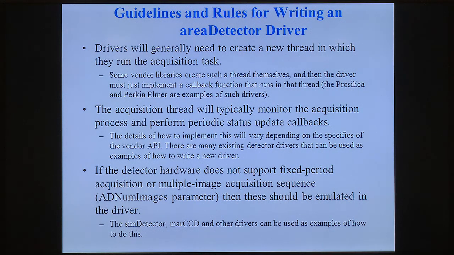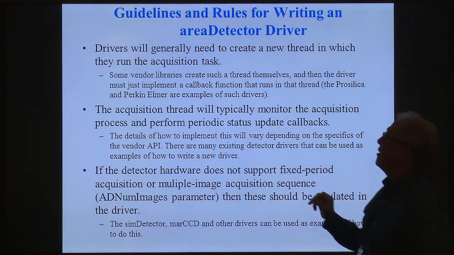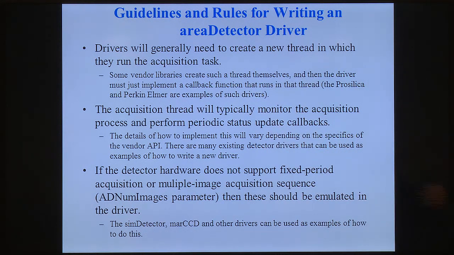A lot of times drivers are going to need to create a new thread in which they run the acquisition task. Sometimes you don't need to do that because sometimes the vendor library itself creates a thread that's doing the acquisition and you just specify a callback function that'll be called every time there's a new frame. But a lot of times you need to write a thread which calls some vendor function that says, please give me the next image, right? And it blocks waiting for the next image. So it needs to be in its own thread.